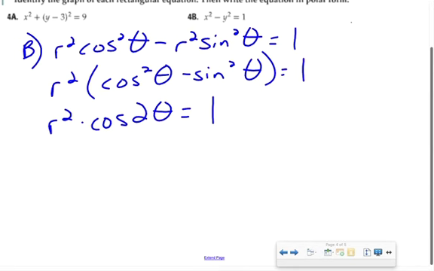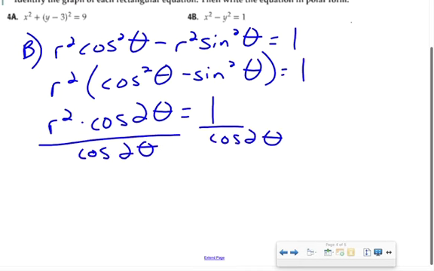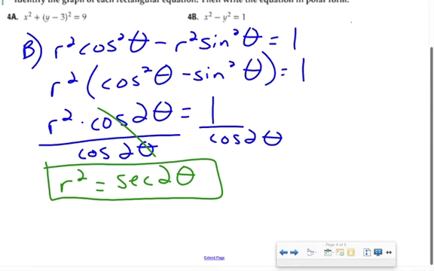And when we're writing polar equations, you'll notice that a lot of times the r is on one side and the theta is on the other. So we're going to divide both sides by the cosine of 2 theta. And what we have now is r squared equal to, and again, we got to think back to chapter 5, 1 over cosine of an angle is equivalent to the secant of that angle. So our final equation is r squared equals secant of 2 theta.